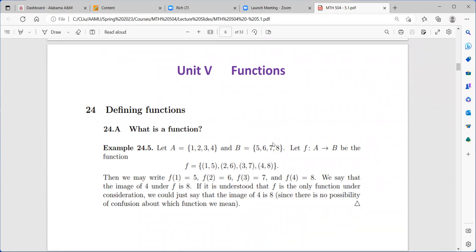So this is the same example. If you look at the pattern of this function f, you can see the y coordinate is just the x coordinate plus 4. So 1 plus 4 equals 5 for the first pair, 2 plus 4 equals 6 for the second pair, 3 plus 4 equals 7 for the third pair, and 4 plus 4 equals 8 for the fourth pair. So we can write this function in another form, in addition to the set notation of all the pairs.